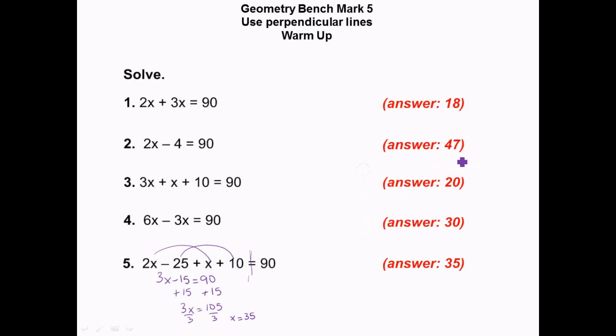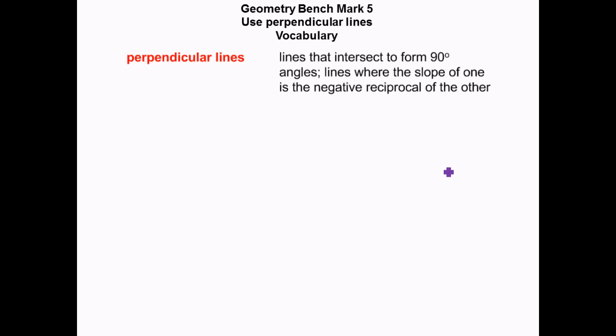Okay, so that was our warm-up. We have some new vocabulary. Perpendicular lines. You have that they form a 90-degree angle, so a 90-degree right angle. Also, the slope of one is the negative reciprocal of the other, and that'll come in later when we're dealing with slopes, but that's part of the definition. So I want you to have it now so it's not completely from left field later.